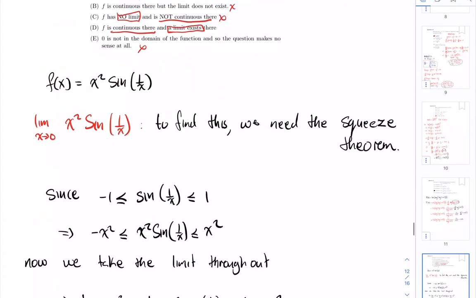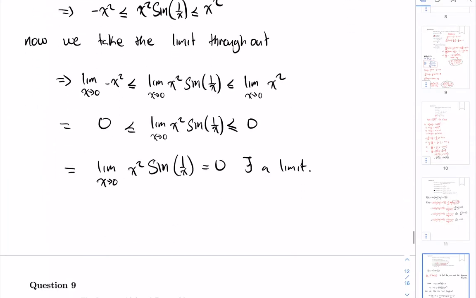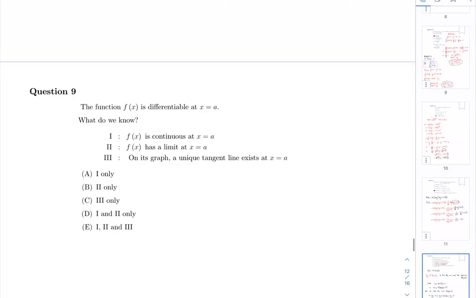So here, whenever we get these types of questions, this is the important takeaway. x times sine of 1 over x, or x squared times sine of 1 over x, or x cubed times the sine of 1 over x. Whenever we get those types of questions, we need to remember the squeeze theorem. Moving right along to question number 9.